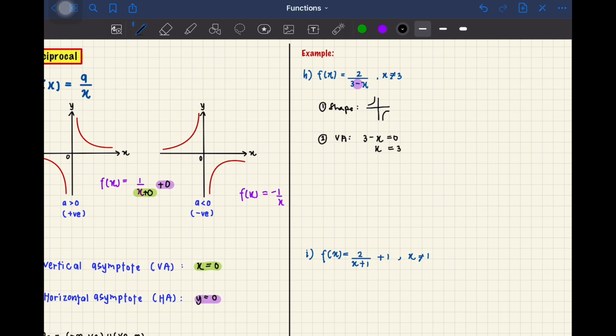Okay, and then what about horizontal asymptote? So horizontal asymptote, awak akan tengok dekat function awak ni, dia stands alone. Dia tak ada benda lain dekat sini. So dekat belakang ni adalah plus 0. Right? So your horizontal asymptote is y equals to 0. Okay, settle. So step number 3 is kita akan terus lukis kita punya graph.